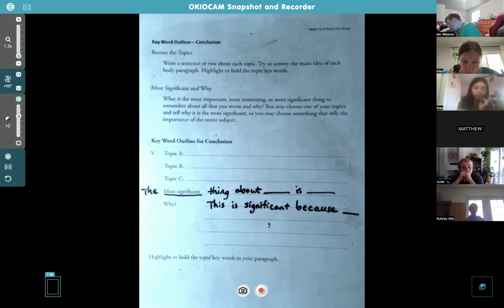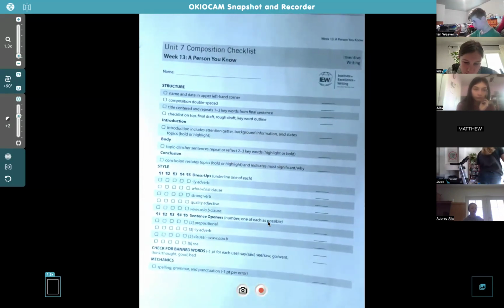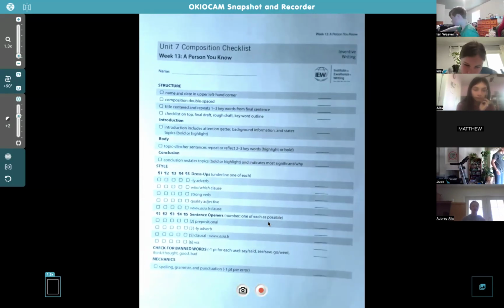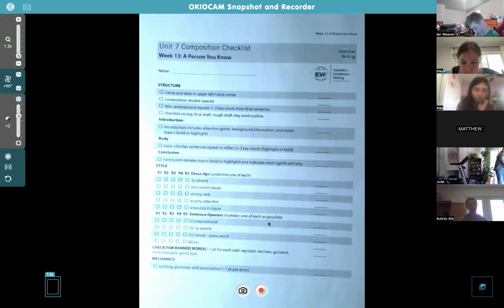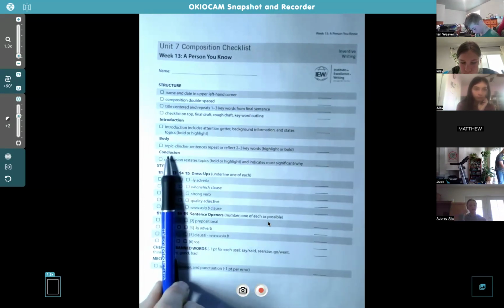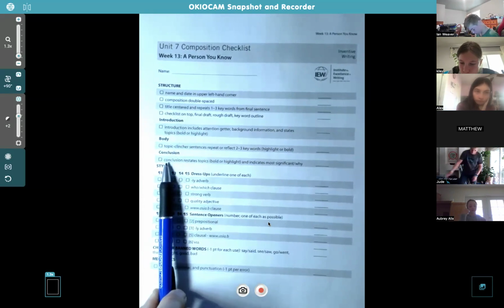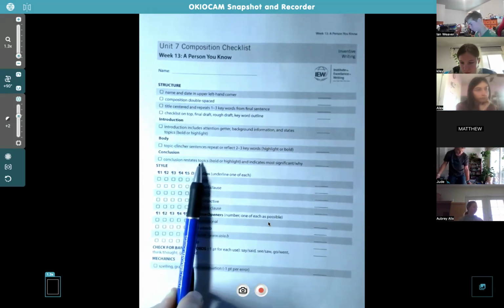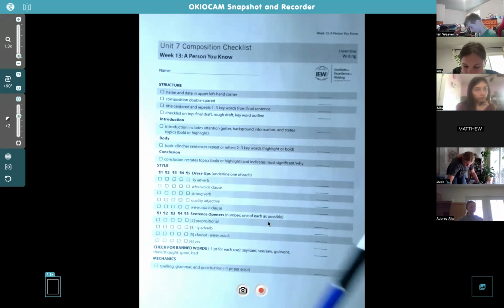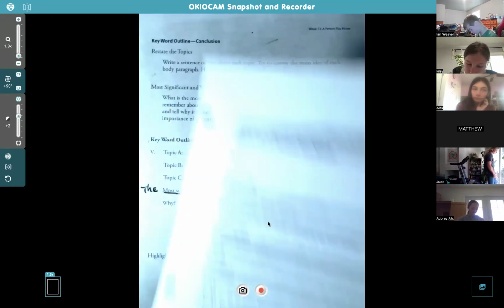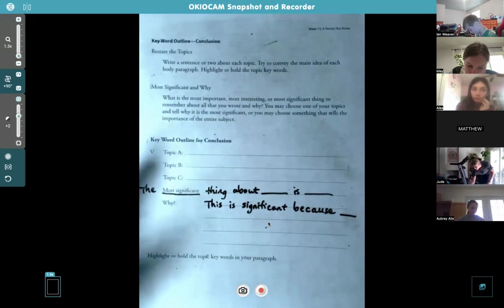Now I want you to look really quick at the checklist with me. That is going to be page 147. There's a couple of different things on here because this is the first time you guys have written a 5-paragraph essay for me. If you look up here under that word conclusion, it says conclusion restates topics, which is what you did here. This is what you're doing, you're restating the topics here.